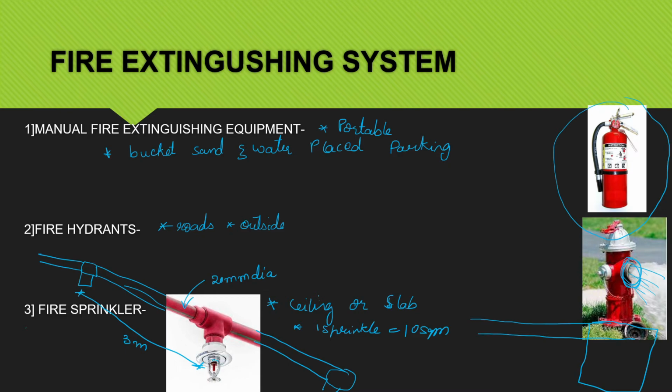As we can see, this red thing over here is made of glass. Whenever there is any fire accident, this glass melts and starts sprinkling water. And this part starts rotating. So water gets sprinkled all over the area, about 10 square meters. So this is about fire sprinklers. These are a few of the fire extinguishing systems.